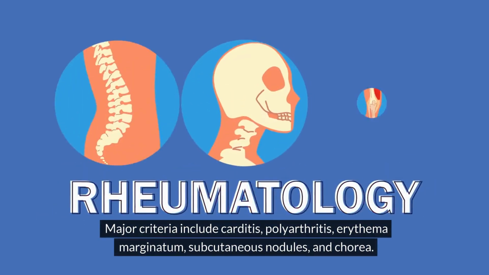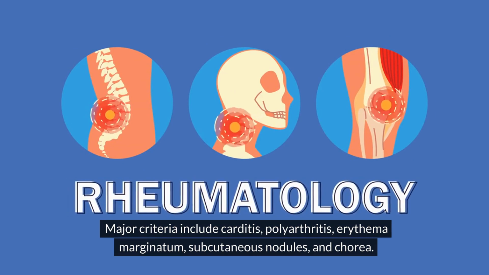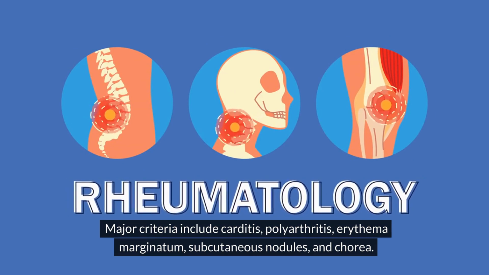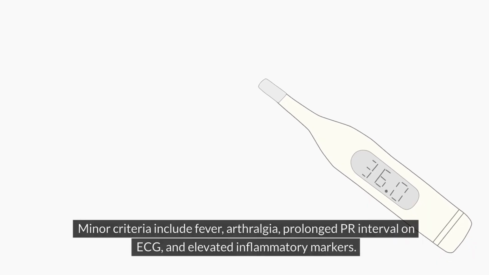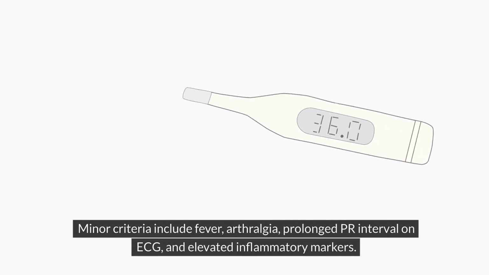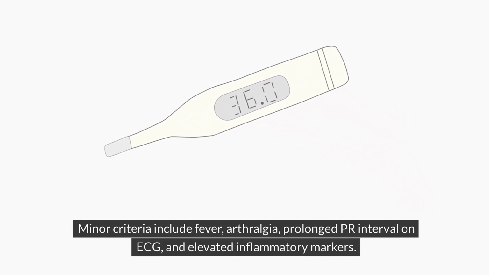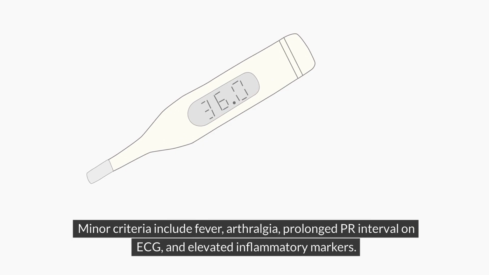Major criteria include carditis, polyarthritis, erythema marginatum, subcutaneous nodules, and chorea. Minor criteria include fever, arthralgia, prolonged PR interval on ECG, and elevated inflammatory markers.